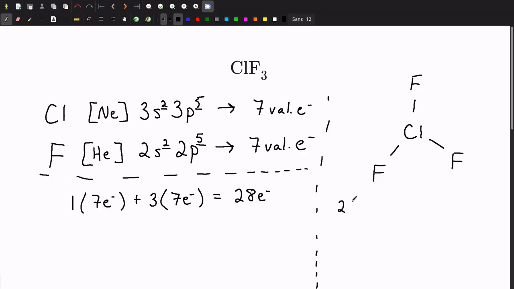We had 28 electrons to work with. We just formed 3 bonds. Each of those 3 bonds required 2 electrons, so we burnt 6 electrons. We have 22 electrons left to work with. Now I can add up to 6 dots, 6 electrons, 3 lone pairs to each of these fluorines before they get their octet. So that's what I'm going to do.